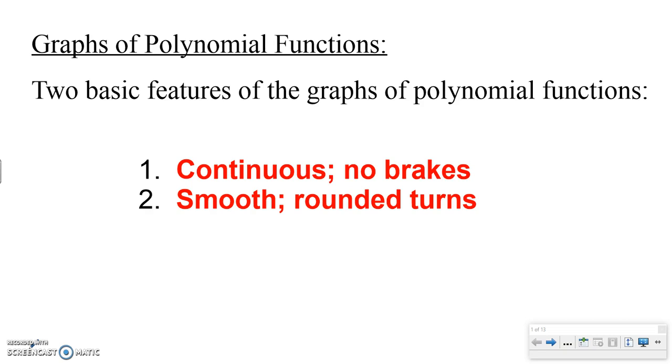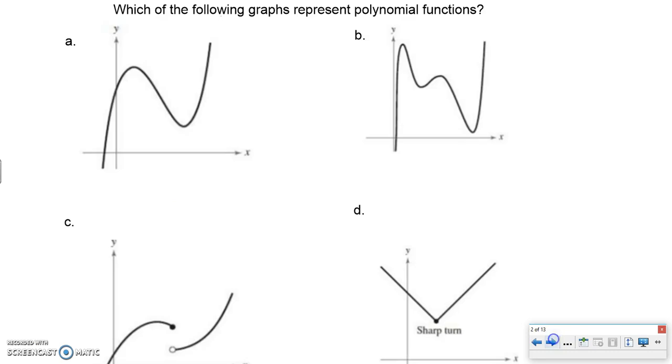So two basic features of the graphs of polynomial functions are that the graph is continuous with no breaks, and also that it is smooth and has rounded turns. So that being said, take a look at the four graphs shown here, and I want you to think about which of the following graphs represent polynomial functions.